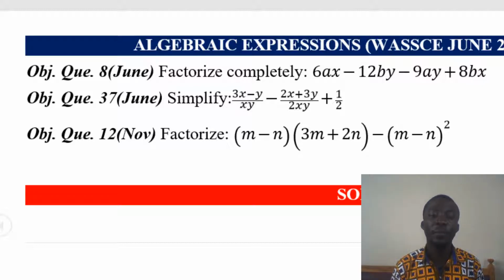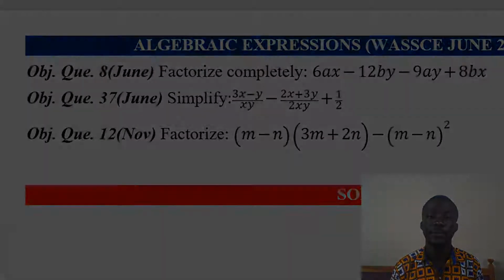Objective question 12, November. Factorize into brackets m minus n, times into bracket 3m plus 2n, minus into bracket m minus n, all squared. Now let's dive into our solutions.